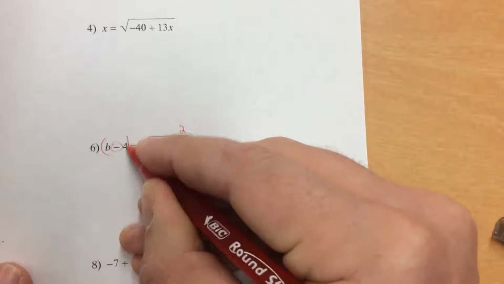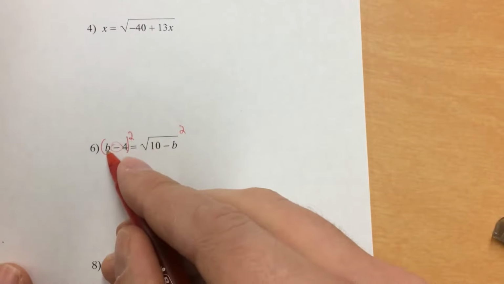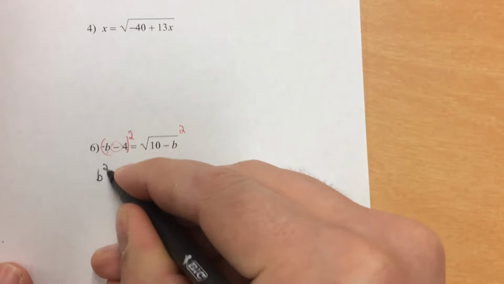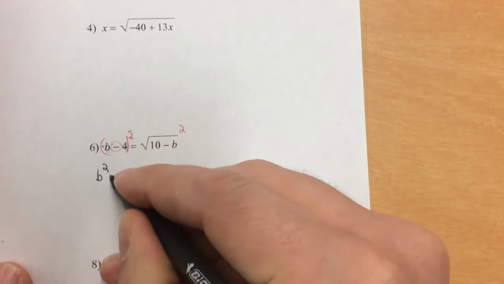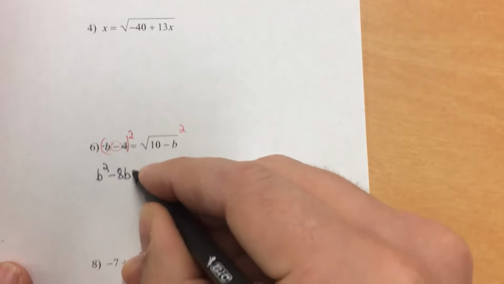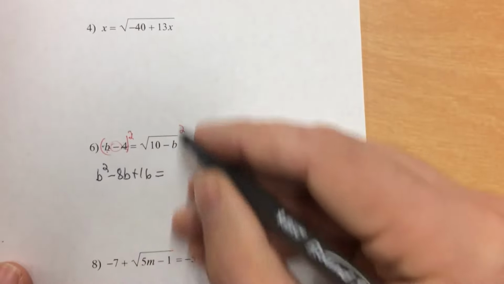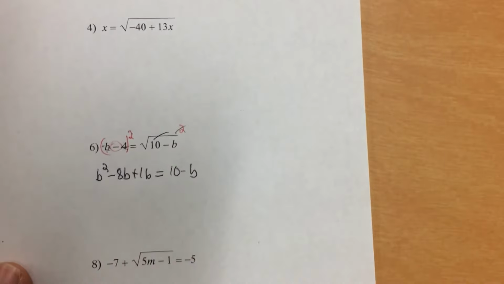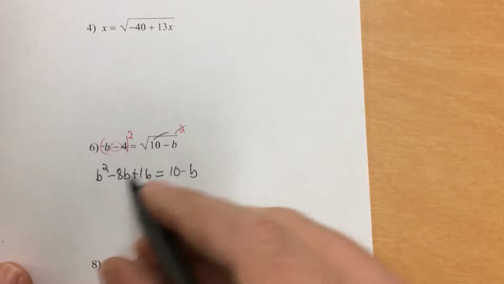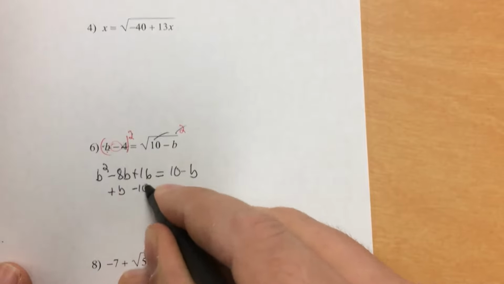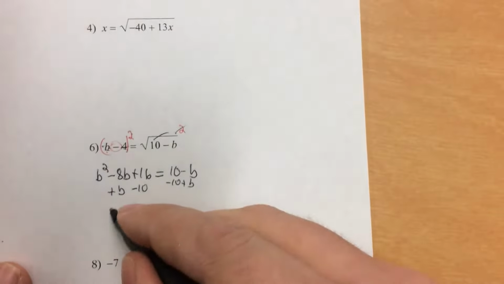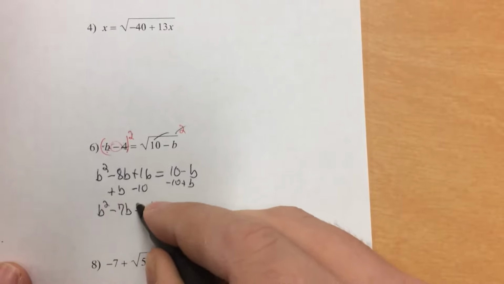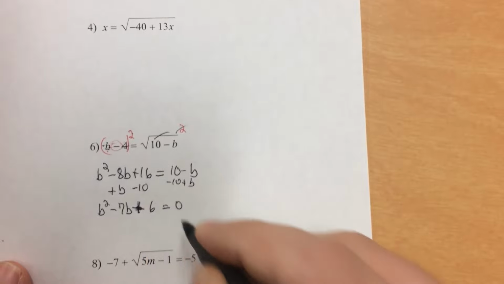And so when we square both sides, we have to square the whole side. And we'll do our square binomial trick. Square the first one, b squared. Multiply these two together and double it. Square the last one. Over here, the square root cancels out, and we get 10 minus b. This is a quadratic, and so we are trying to get everything equal to 0. I'm going to add b and subtract 10 to make it equal 0. B squared minus 7b plus 6 equals 0.